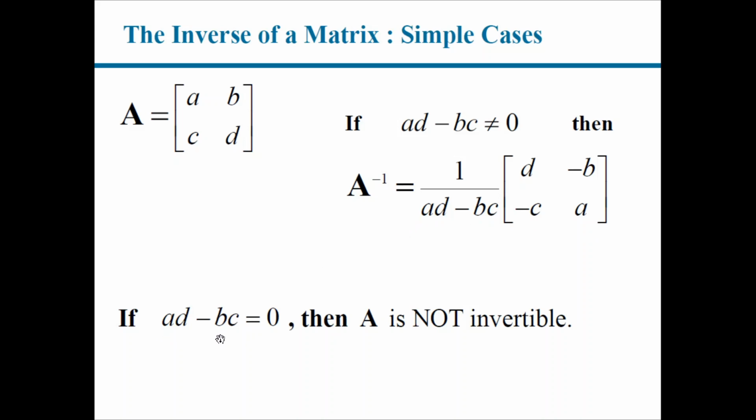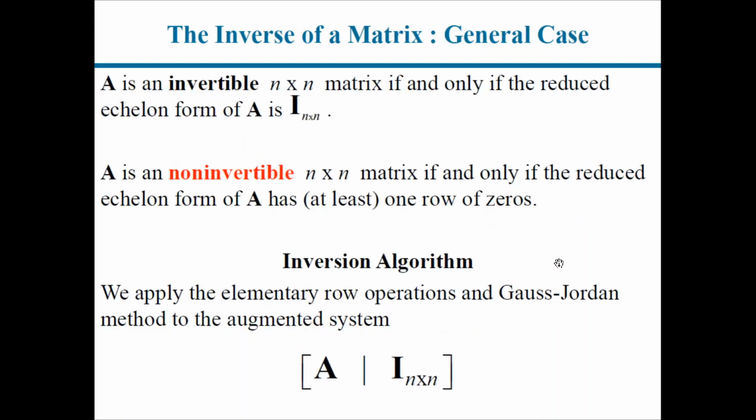Now, if the determinant is 0, then the matrix is not invertible. So it is singular. And this will be something that we will have as a result later on. Whenever the determinant is different from 0, the matrix is invertible. If the determinant is equal to 0, the matrix is not invertible. So again, you can remember this formula or use this general algorithm that I'm presenting now.